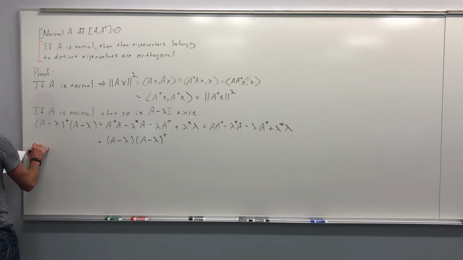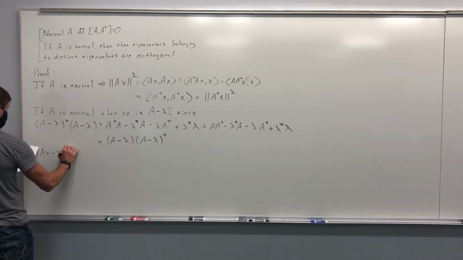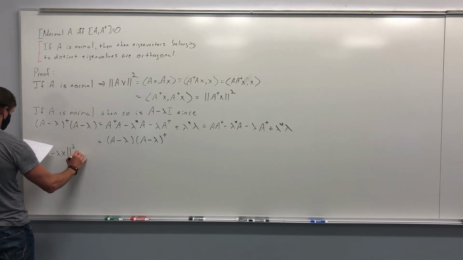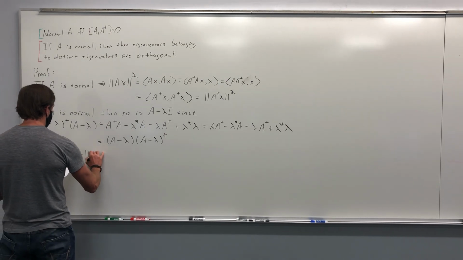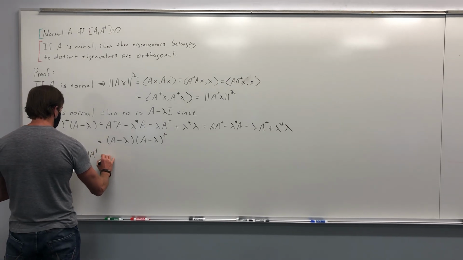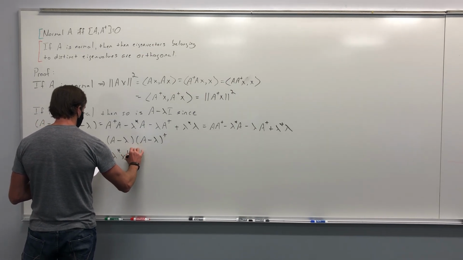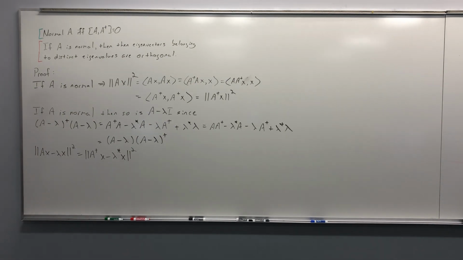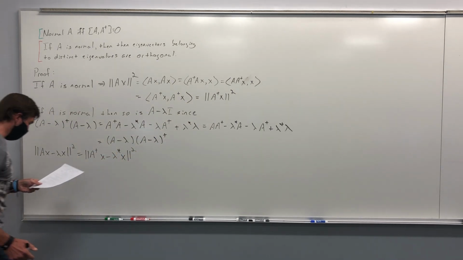So what we're going to have is ||Ax − λx||² is equal to ||A†x − λ*x||². I'm really just taking A minus lambda and plugging it in here and here.